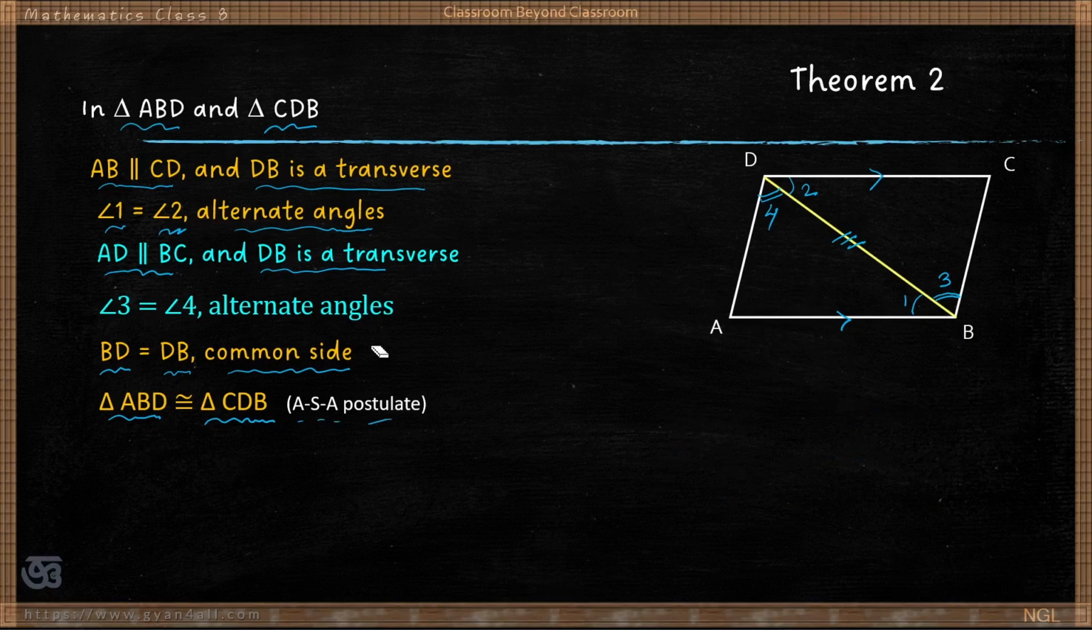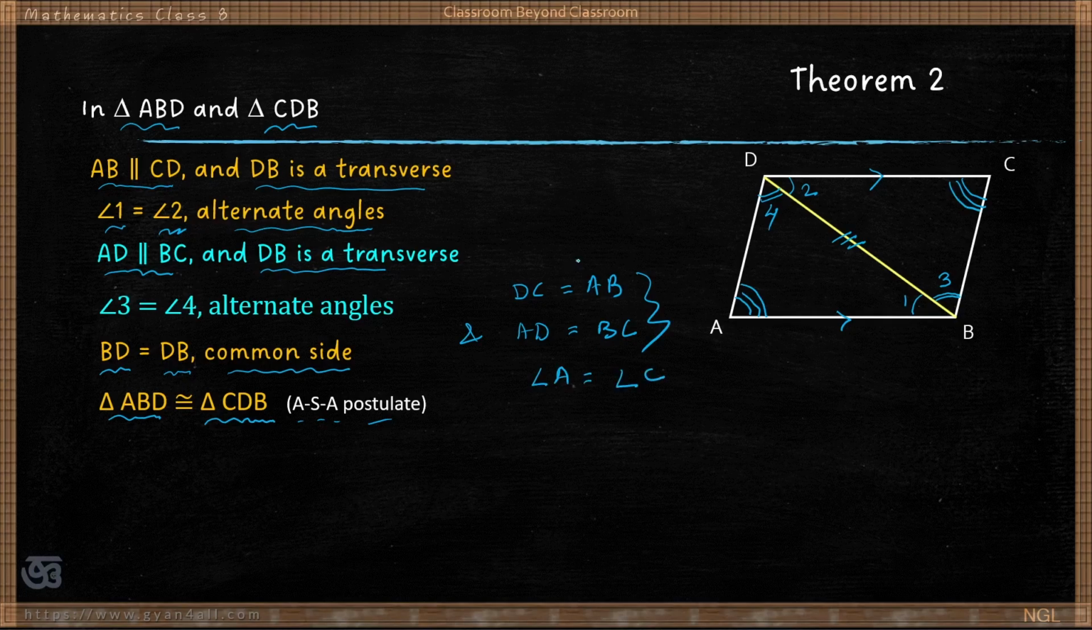And if that is so, DC is equal to AB and AD is equal to BC because congruent triangles mean each and every part of the triangles is equal. Also, this angle is equal to this angle. So we write angle A is equal to angle C.